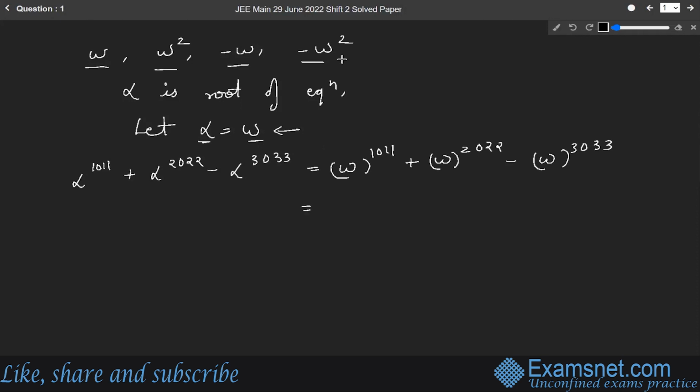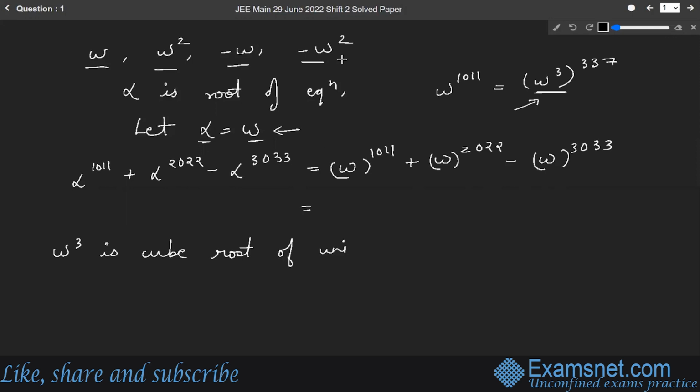So now listen very carefully. We have alpha is equal to omega. Omega power 1011 can be written as omega cube power 337. Why are we changing it in the form of omega cube? Because we know that omega cube is the cube root of unity.